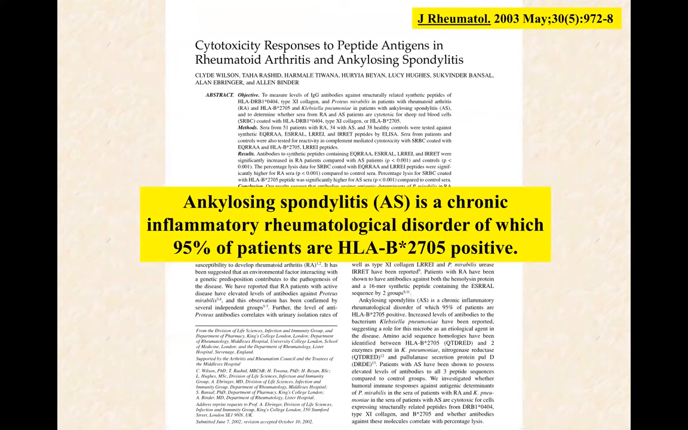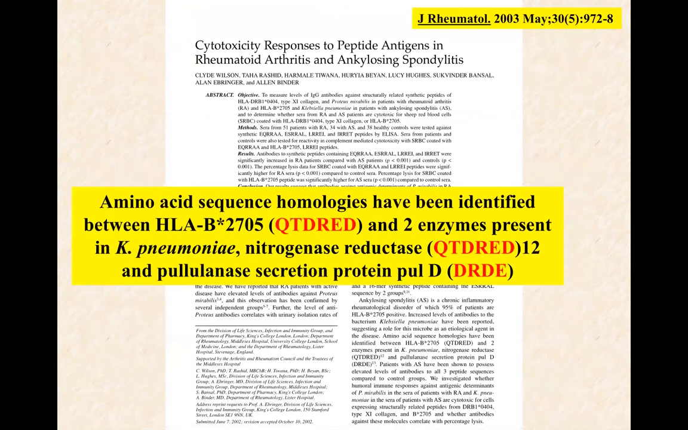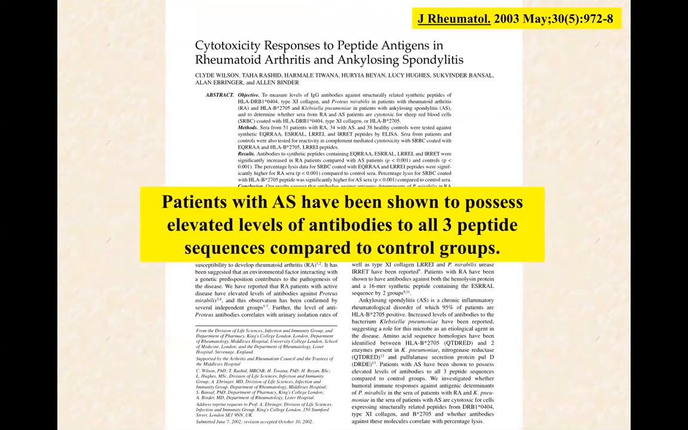And it was the first case of molecular mimicry I ever heard. This was in my genetics class. And it was Professor Alan Ebringer, who is an immunologist and a rheumatologist, board certified, who published that paper. His entire career has been based on this. Amino acid sequences have been identified with HLA-B27, this is our own genetic tissue, and 2 enzymes in Klebsiella pneumoniae. And I put them in red so you can see the similarities there. And patients with ankylosing spondylitis have been shown to possess elevated antibodies to all 3 of these peptides.